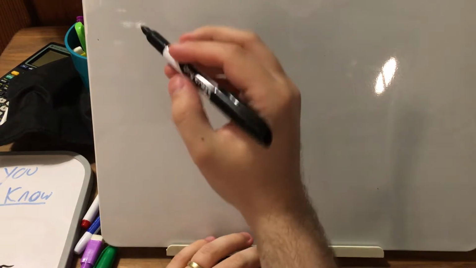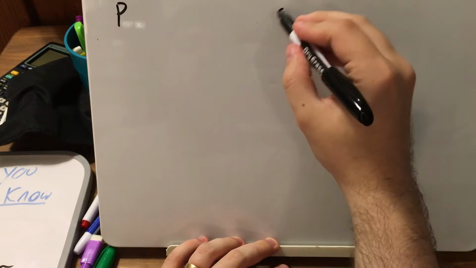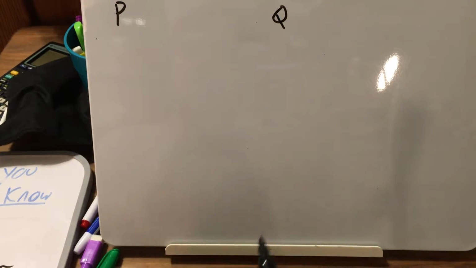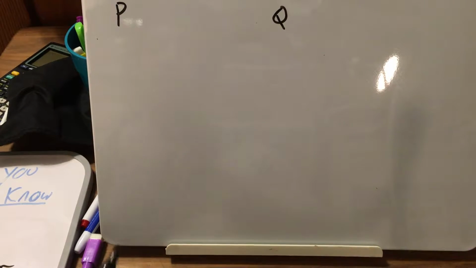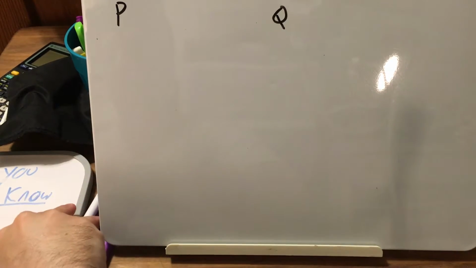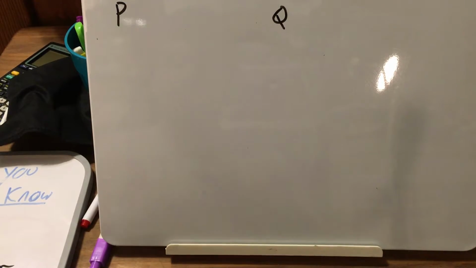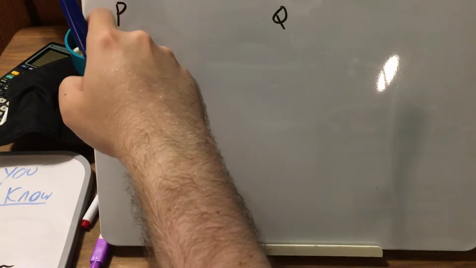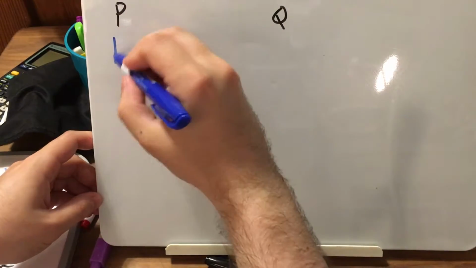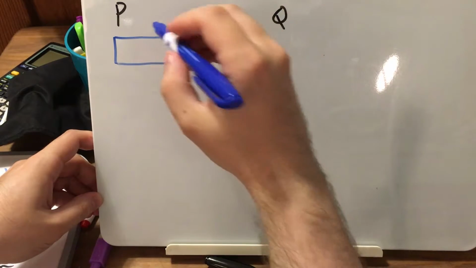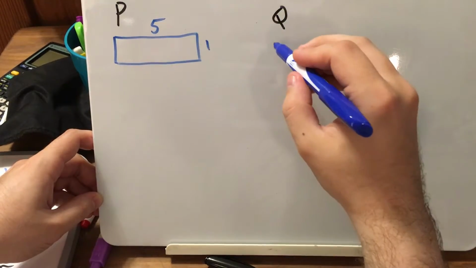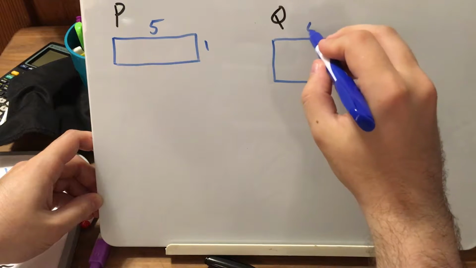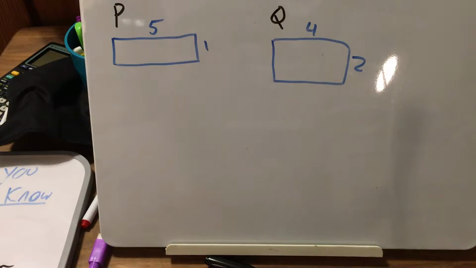If I look back at my question, if I'm going to try to draw rectangle P and rectangle Q, then my question said that rectangle P was 5 inches long and 1 inch wide, while rectangle Q was 4 inches long and 2 inches wide. So I'm going to go ahead and draw that very crudely. So this is 5 and 1. That's 4 and 2. Of course, these are not drawn to scale.